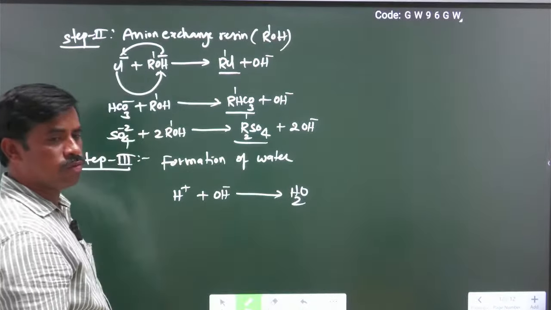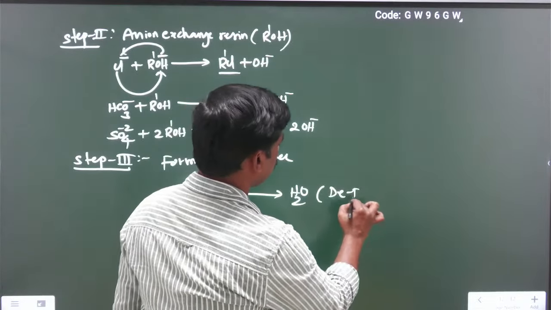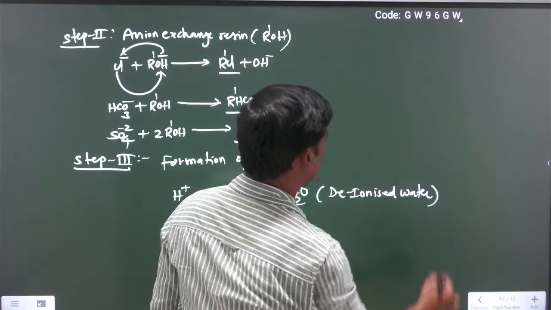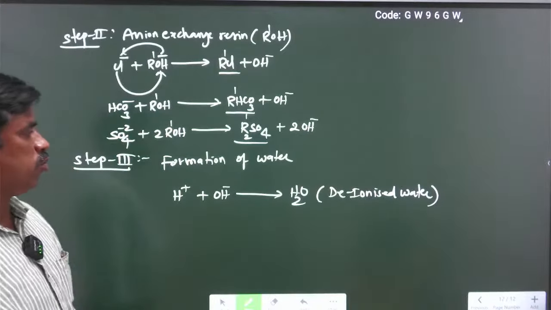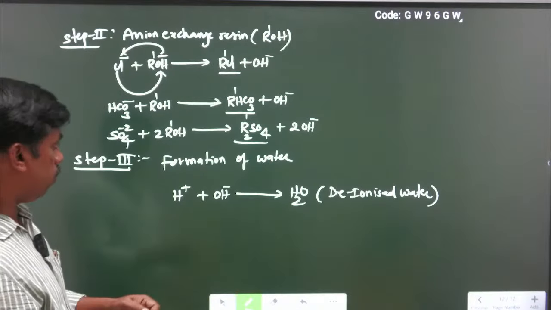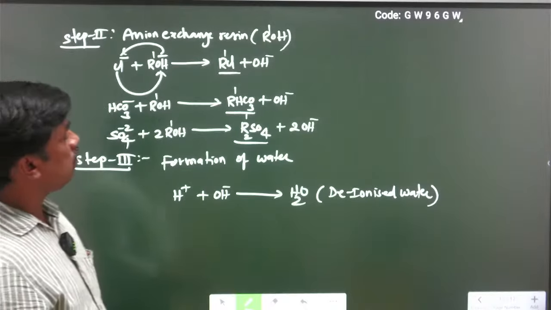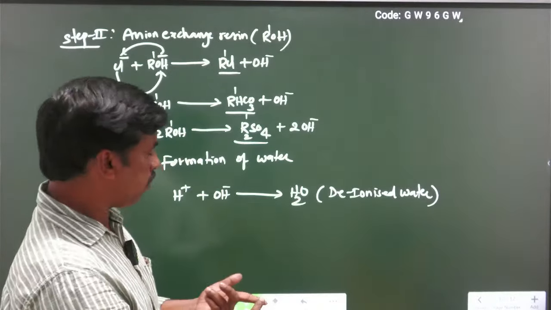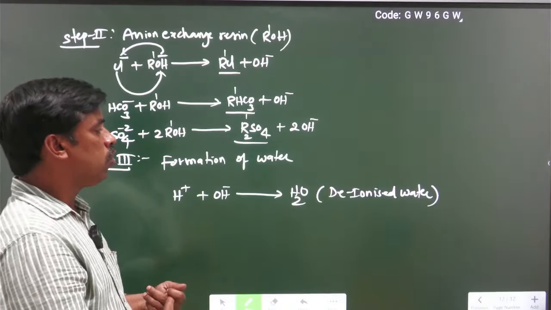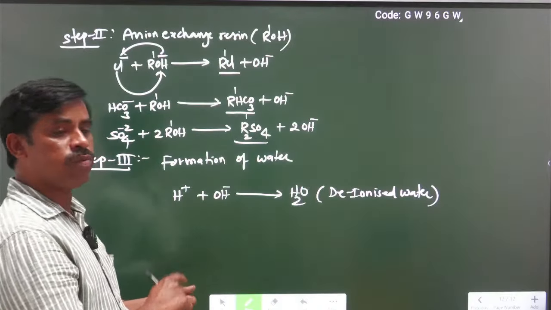This water is called deionized water or demineralized water. This is the ion exchange process. What are the advantages of the ion exchange process? It is 100% effective; dissolved contaminants are removed. But there is only one disadvantage for this method: it is an expensive method.